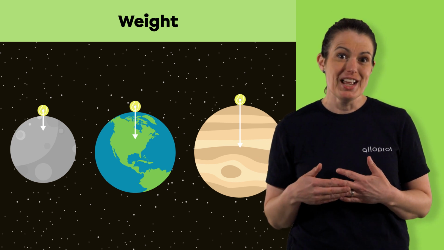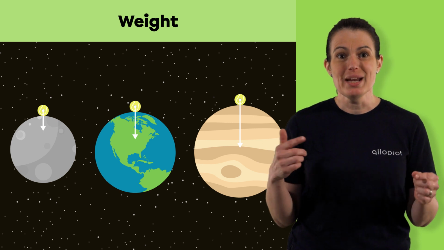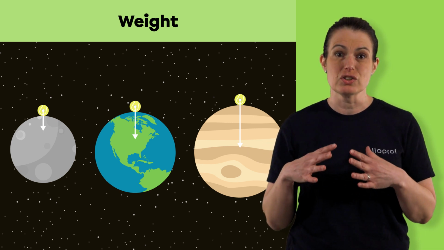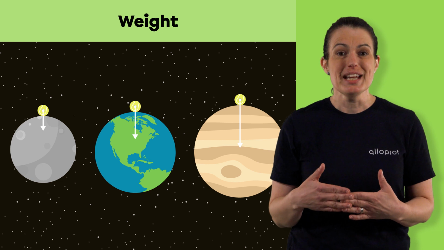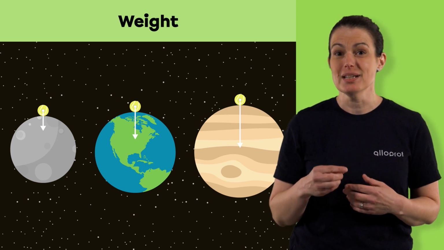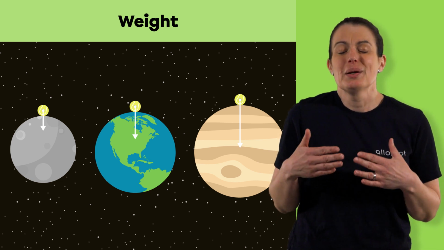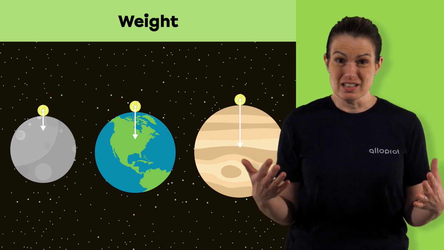In this picture, the weight of a tennis ball is represented by arrows pointing towards the center of the celestial body. The length of the arrows shows that the weight of the tennis ball is relatively small on the Moon, greater on Earth, and greater still on Jupiter.